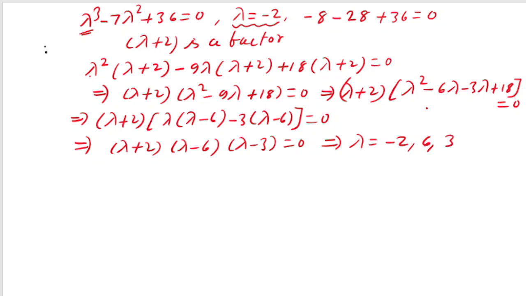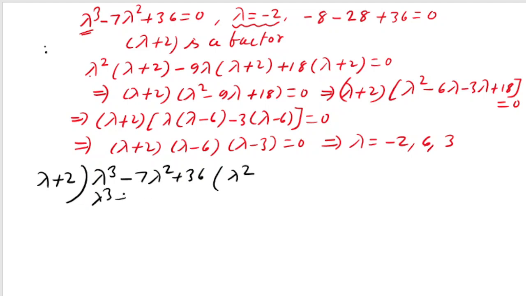Now some of you might have found it slightly difficult to factorize. So in case you find it challenging to factorize further after getting a factor, you can do the division also. You can take lambda cube minus 7 lambda square plus 36 and divide it by lambda plus 2. So if you do it, you will get lambda square here, means you will get lambda cube plus 2 lambda square, right? Since I am explaining multiple ways, but as a student you have to do the way you are feeling comfortable.